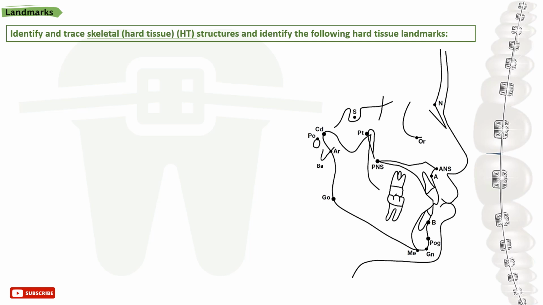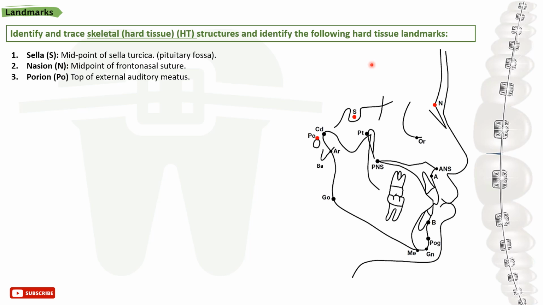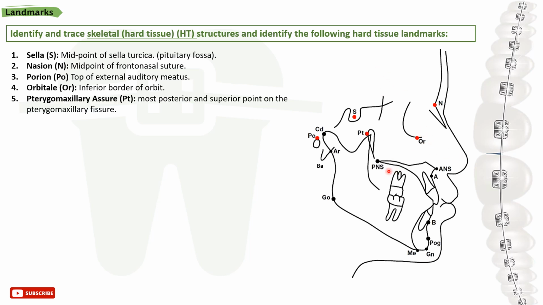Sella, it is the midpoint of sella turcica or the pituitary fossa. Nasion, the midpoint of frontonasal suture. Porion, the top of external auditory meatus. Orbitale, the inferior border of the orbit. Pterygomaxillary fissure is the most posterior and superior point on the pterygomaxillary fissure. Condylion, the most superior point on the head of the condyle.